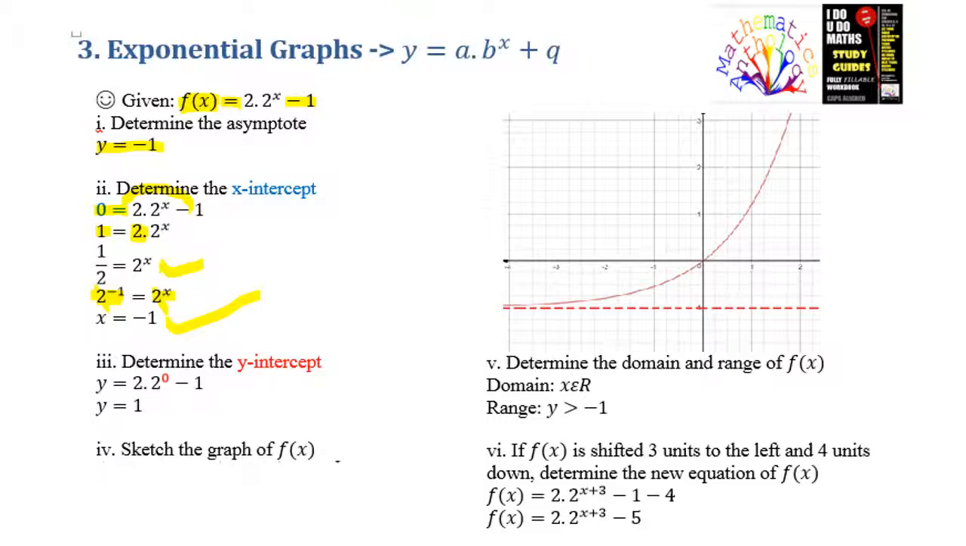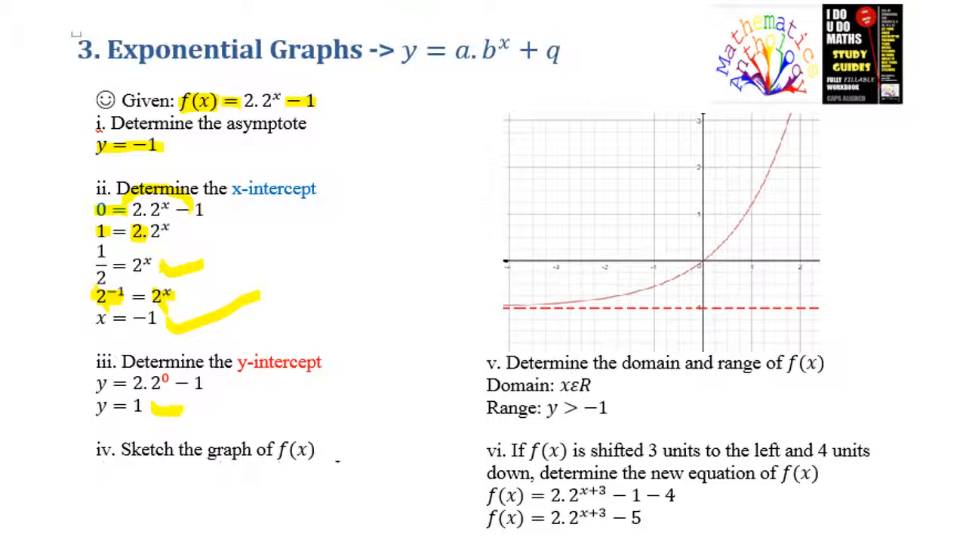Okay, determine the y-intercept. Y is equal to 2 times 2 to the power of 0 minus 1. Y-intercept, remember, let x equal 0, so y is equal to 2 times 2 to the power of 0 is 1, so 2 minus 1 gives you positive 1. So your y-intercept should be positive 1 there.